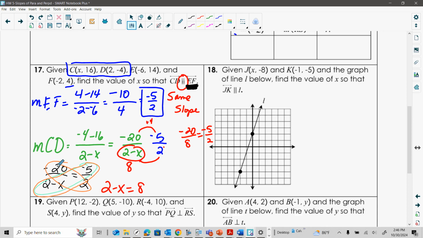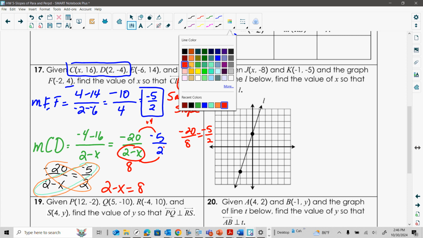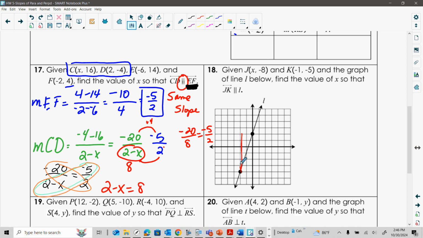Now, another way, and I'll show you on number 18, is just use your graph. To me, the graph here is very powerful because if I know the lines are parallel, and we're trying to find this missing x, and I have the line L here, I can literally count my rise over run. So I'm coming up 1, 2, 3, 4, 5, 6. So the rise of 6 over 2. So 6 over 2 reduces to 3. That's my slope.